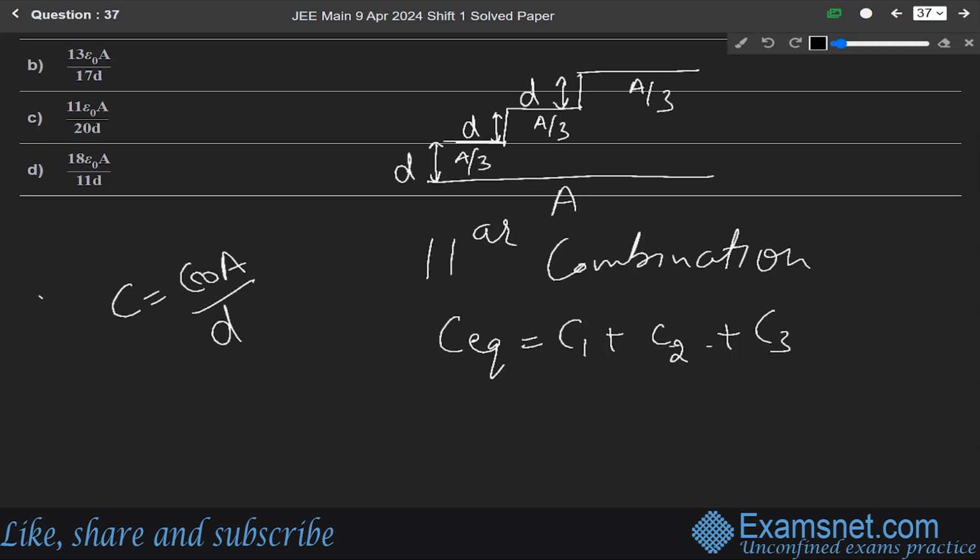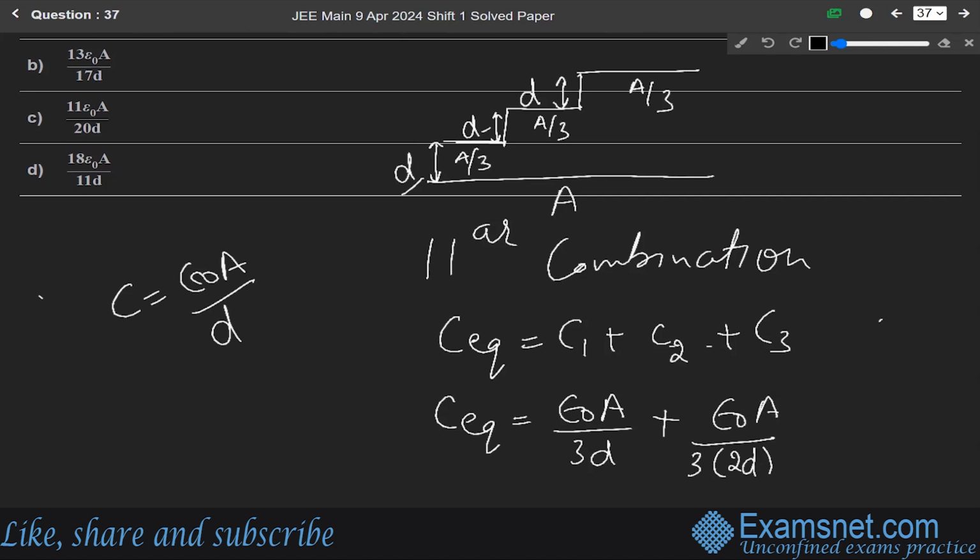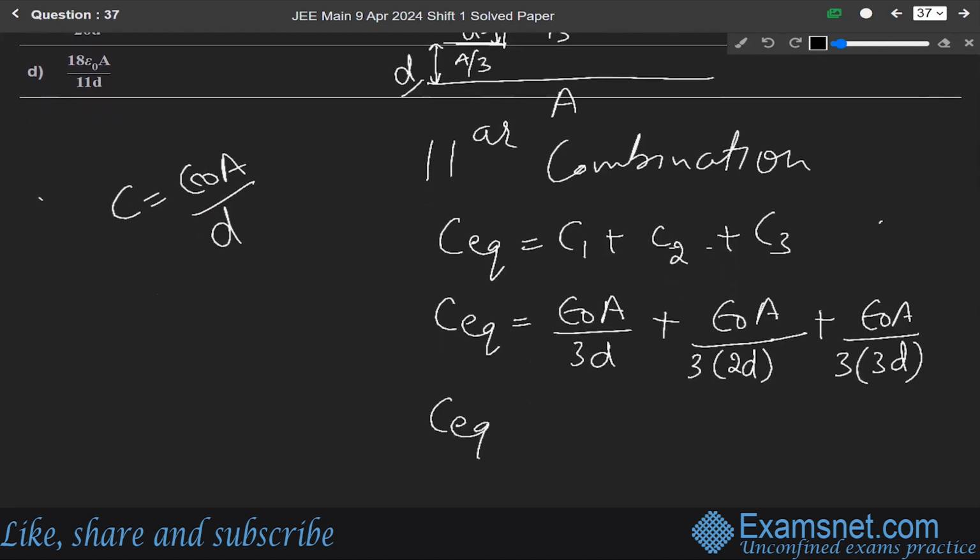And we know that capacitance C is equal to epsilon naught A over D. So we can write C equivalent is equal to epsilon naught A over D, means D plus D plus D, 3D for the first capacitance, plus epsilon naught A over 3 into 2D, plus epsilon naught A over 3 into 3D. So solving it, we get C equivalent is equal to epsilon naught A over 3D.